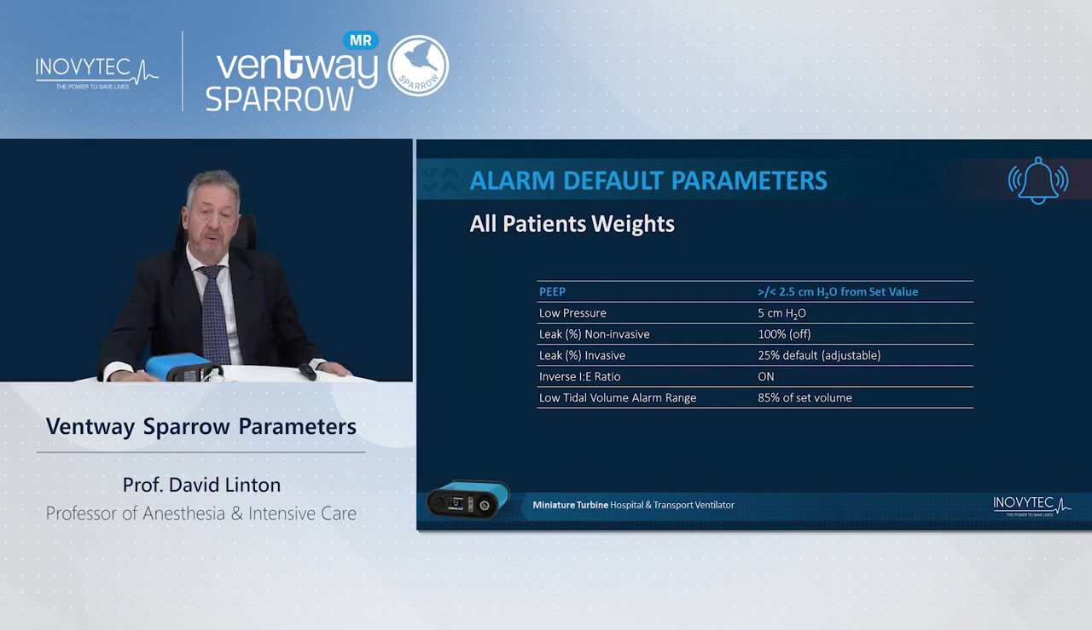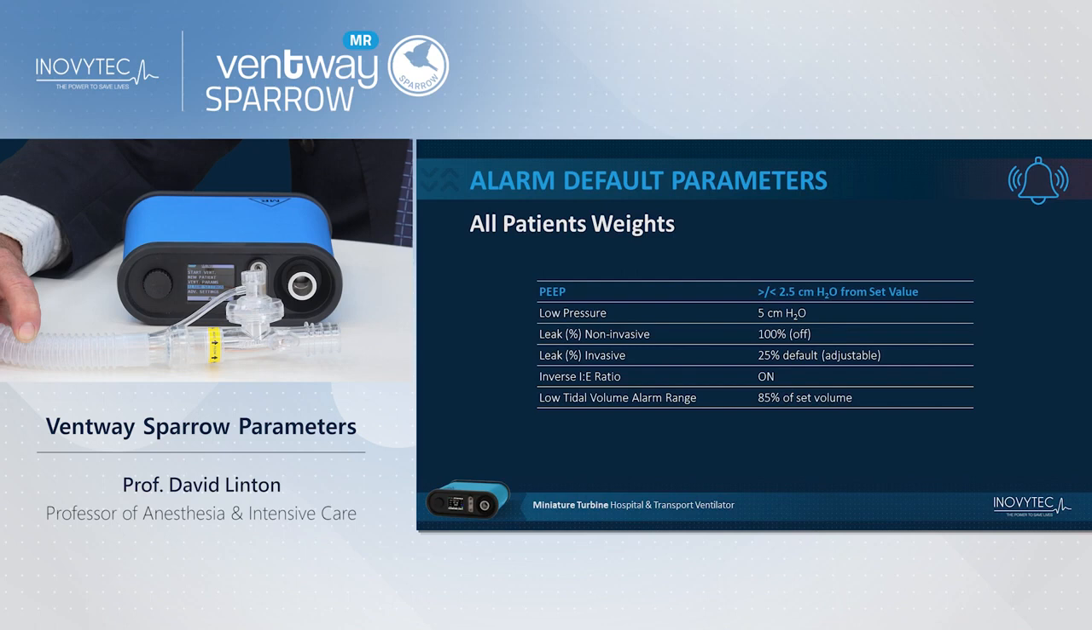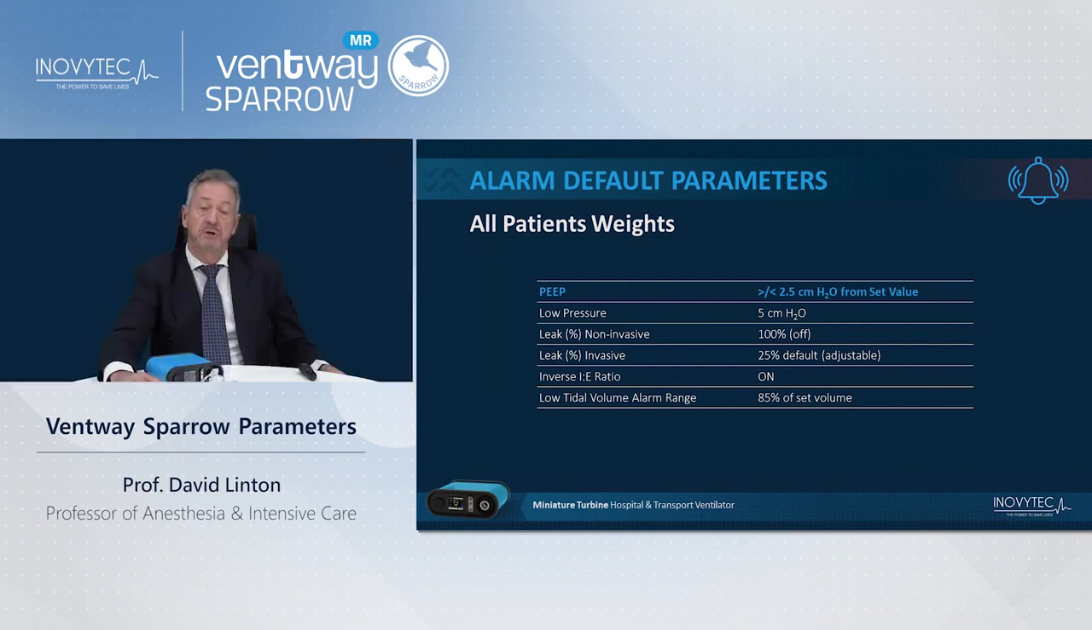The alarm default parameter for low pressure is 5 centimeters. The leak default parameter is either off or 100%. For invasive ventilation, it's 25%, but it is adjustable. The default value is 25%. The inverse IE ratio is either on or off, and the low tidal volume alarm range is 85% of the set volume.